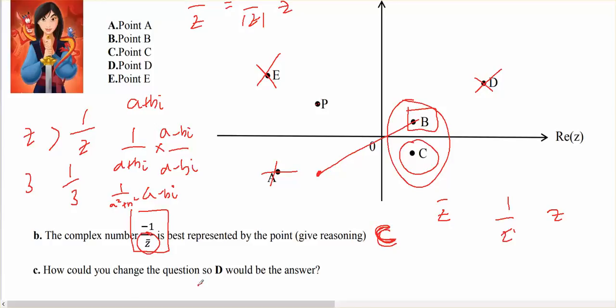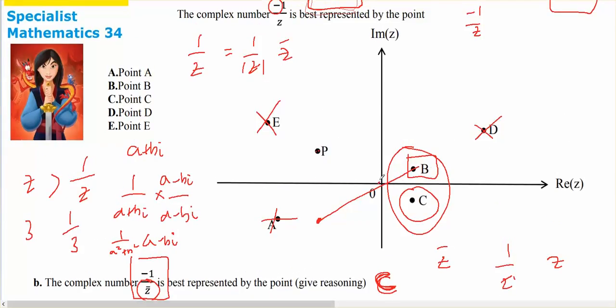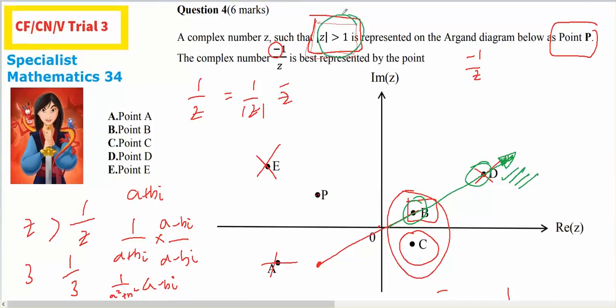And how would you change the question so that D was the answer? Well, D has the same angle as B does, so it's got the same argument as B, except it's much, much bigger than B. Therefore, for D to be the correct answer, what I would like is the magnitude of z to be bigger than 1.